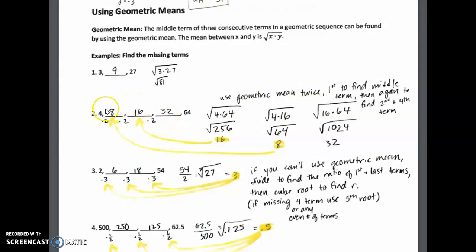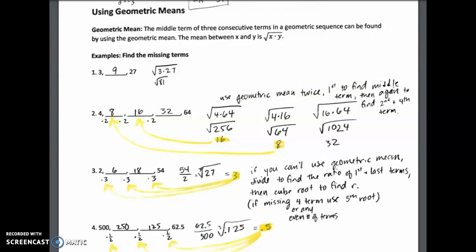The other thing you could do is once you know these two terms, you can just use the pattern to continue to find this term right here. So once you see, okay, this term's going to be 8, and this term we found was already 16, we can see that we're multiplying by 2 every time. So I can just take my 16, multiply it by 2 to get my 32. But again, the work is here. I just use the geometric mean twice. The first time to find the middle term, and then once more to find my second and my fourth terms.